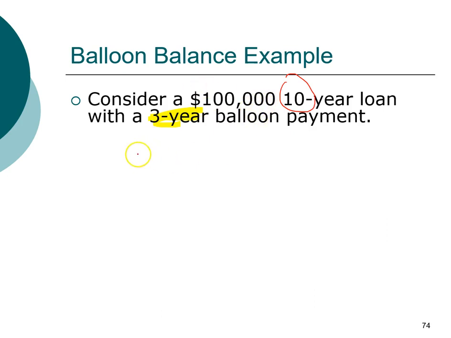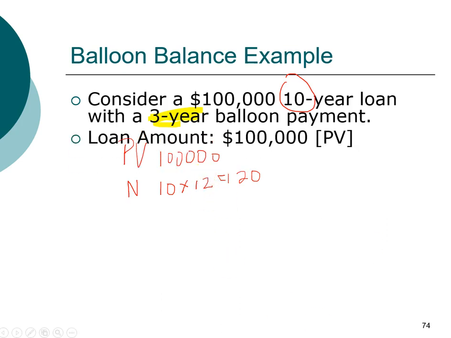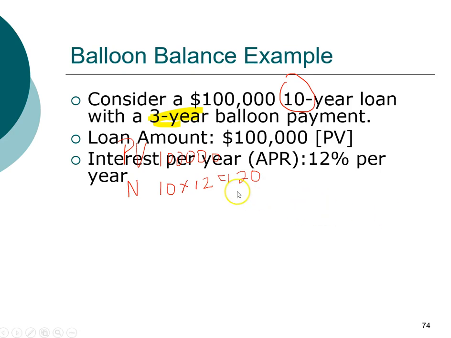So this is a $100,000 loan. That means the present value, the loan amount, is $100,000. Since we are using the 10-year as our computing period, we'll assume you have 10 years, so that's 12 months per year, so that's 120. And we have an interest rate of, say, 12% that is given in your slide. So assume that we have a 12% interest, which is 12% per year. So our interest rate will be 12% per year divided by 12, so it is 1% per month.